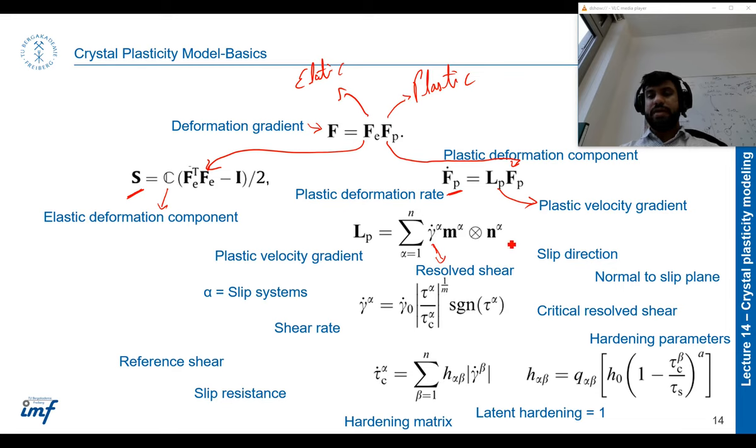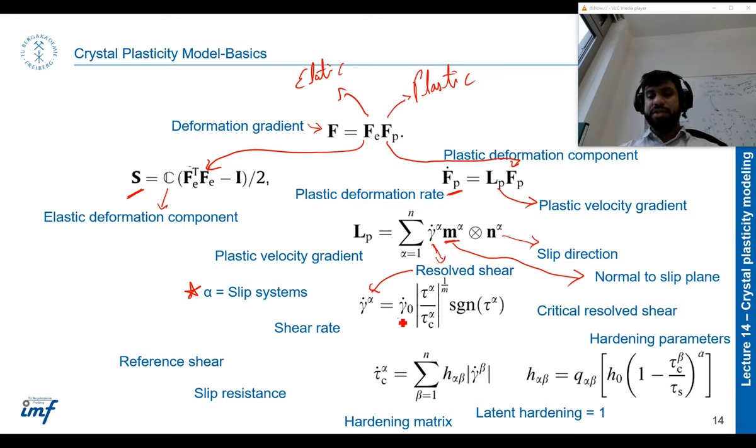And then different slip directions. And then this is basically the orientation of each point. And then these are the slip directions. Now this resolved shear stress is calculated using this formula. So this M is normal to the slip plane and N is the slip direction. And this alpha are slip systems.